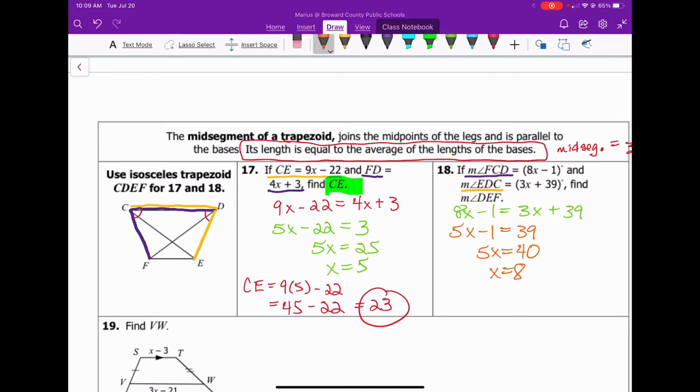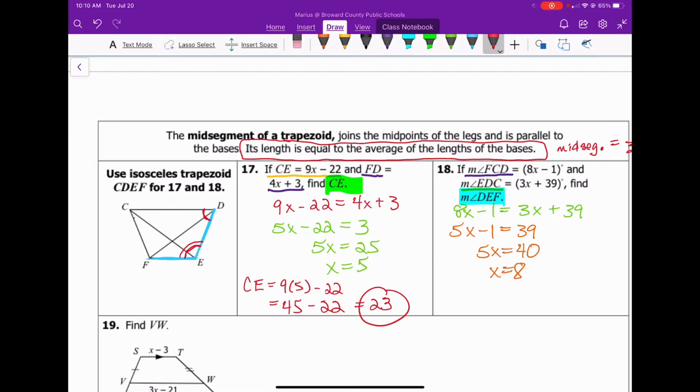Now, what are they asking for? What do they want us to solve for? DEF. Now, let me go over here and highlight DEF. DEF is right here. Now, that's different from these two angles here. So remember that the base angles of an isosceles triangle are congruent. So the top base angles are congruent and the two bottom base angles are congruent.